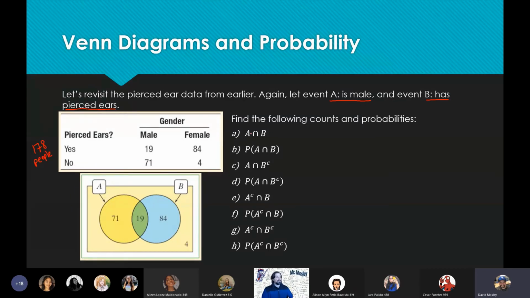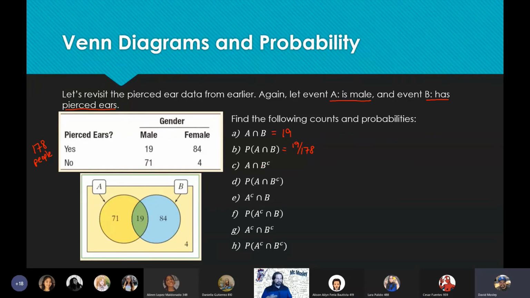All right. So the amount of things in A and B, this we saw last time, that's going to have 19. So the probability of A and B is 19 out of 178. So A and B we've seen, essentially. C says A and B complement.